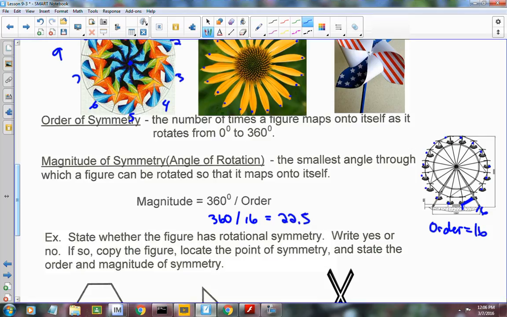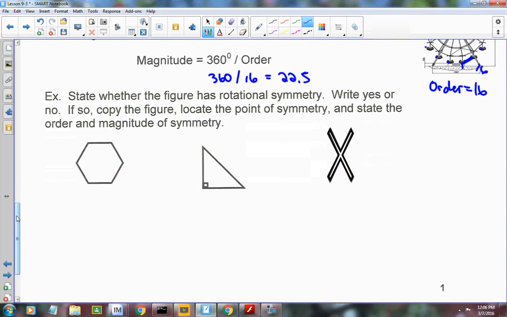Now, if it asks you questions on your homework, make sure you go counterclockwise, unless it specifies otherwise. So a couple of questions in regard to that. State whether the figure has rotational symmetry. Write yes or no. If so, copy the figure, locate the point of symmetry, and state the order and magnitude of symmetry. Does this one have rotational symmetry? Yes. The point of symmetry would be right in the center. What would the order be? 6. And what would you do to find the magnitude? 360 divided by 6, so it would have a magnitude of 60 degrees.